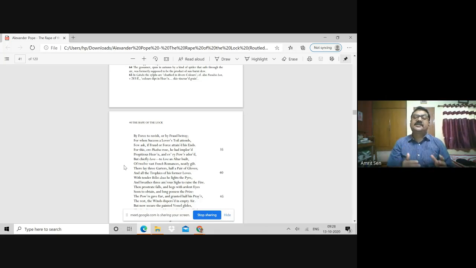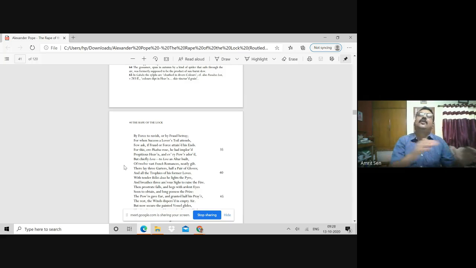"For this, ere Phoebus rose, he had implored propitious heaven, and every power adored." Now the reference here is also to the classical invocation to the gods, or the sacrifice to the gods, especially in the Aeneid, when Aeneas provides sacrificial offerings to the gods so that the war may be won. "But chiefly love, to love an altar built." So the offerings are not to the temple of Apollo, but to the temple of love.